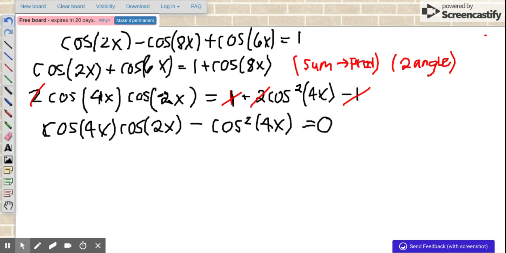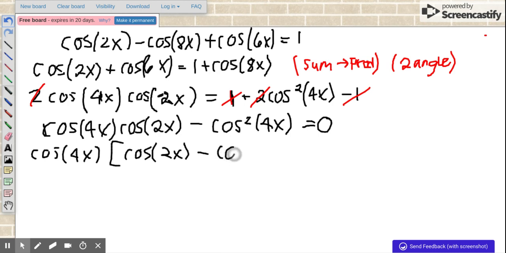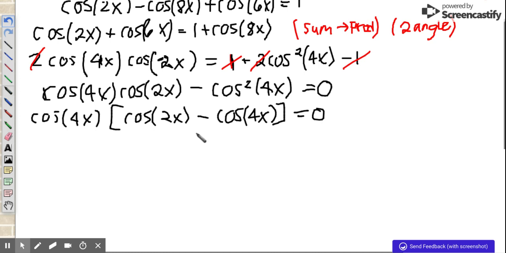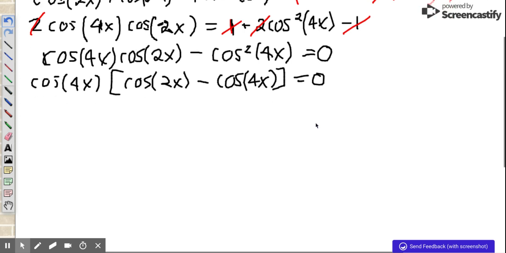It's a factoring problem, so it does make sense that we end up with something that we can factor. So let's factor cos of 4x out and be left with cos of 2x minus cos of 4x right here. At this point, it's either that cos of 4x is equal to 0 or that cos of 2x minus cos of 4x is equal to 0. So we're just going to split this equation in 2 parts and solve each part. First one being when cos of 4x is equal to 0.